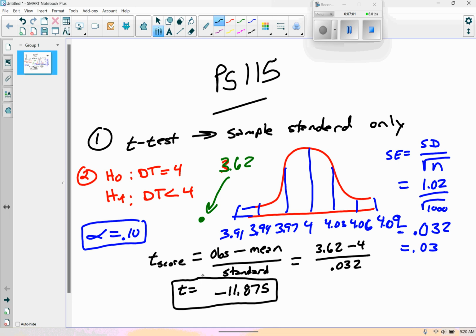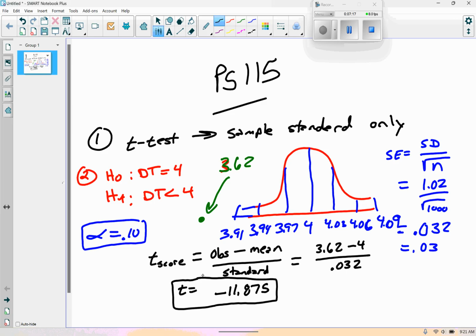So they want less than 4 minutes. They did a random sample, and they realized the cars are only weighing 3.62, standard deviation of 1.02. That's all great. We had to use 1.02 to find the standard error because we have a sample. We did all that. So we have this t-value.